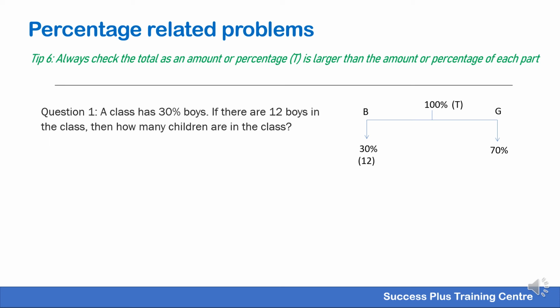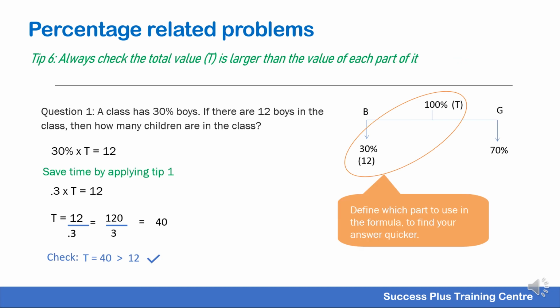A class has 30% boys. If there are 12 boys in the class, then how many children are in the class? Pause the video and have a go. Using tip number 3, now we know that the representation of girls in the class should equal 70%.